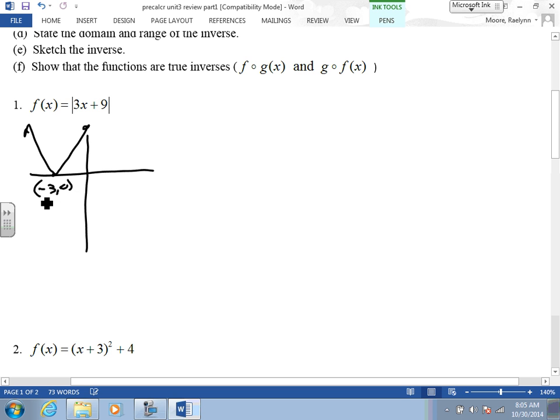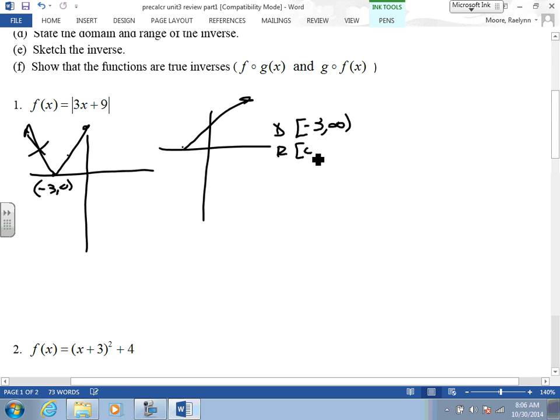Negative 3, 0. We want the increasing section, so we don't want this. We want this. We want our graph to look like this. So we want to restrict our domain from negative 3 to infinity. What's our range? 0 to infinity. Good. So we're going to take this guy and we're going to interchange the x and the y's.